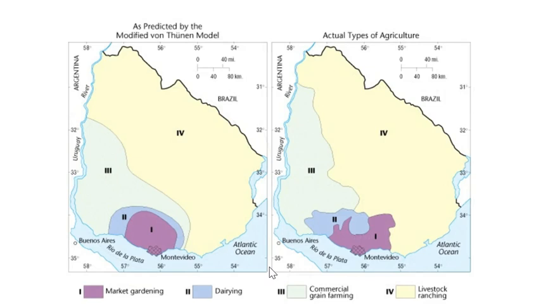But anyway, so this is Uruguay, and you can see this is the model that's predicted by von Thunen, and this is the actual sort of zones of agriculture that you find. Here's your market gardening, and of course here's the city central, right? The central city, which was Montevideo. And then you have the dairying area, right? And then you have your commercial grain farming, and you have your livestock ranching. And it's a little bit different, but it's really close. And so the von Thunen model is pretty accurate in terms of making these predictions about where stuff will be.